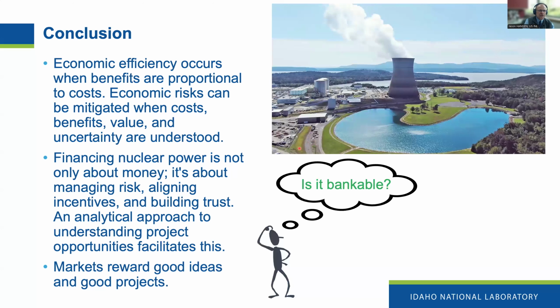So economic efficiency results when the benefits are proportional to the costs, or in other words, when those who are exposed to the risks are also exposed to the benefits that are potentially available. That has to be lined up. So financing nuclear power is not only about the money aspect of it, but it's also about managing risks and structuring the contracts in a way where these incentives can be aligned, where trust can be established. Well, how do we validate that? How do we build trust? This analytical approach of understanding the costs and understanding the market opportunities breaks it down so it becomes very transparent about where the risks are and where risks need to be mitigated.